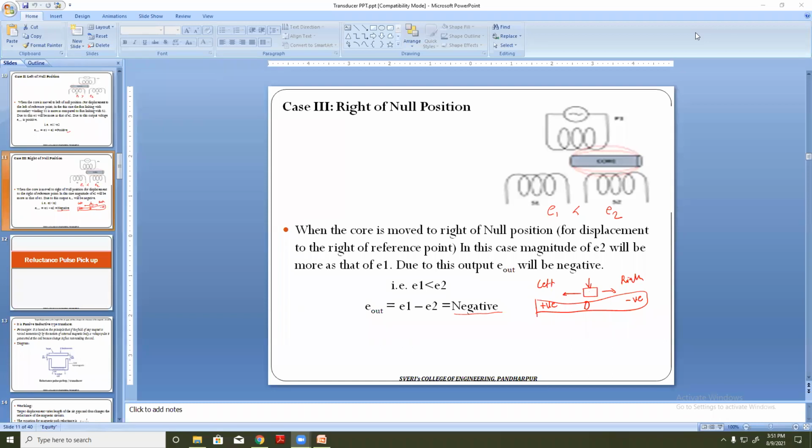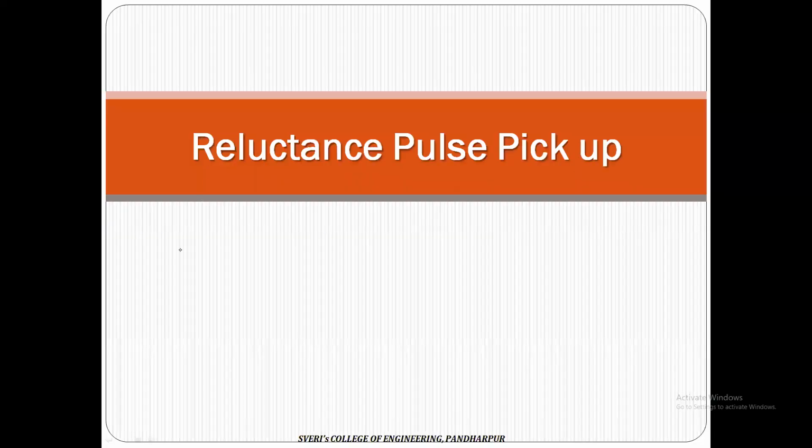In the morning session, we discussed one electrical transducer, which is the linear variable differential transformer. If you try to see the summary for LVDT, what you have to remember is that LVDT is a passive inductive type of transducer.